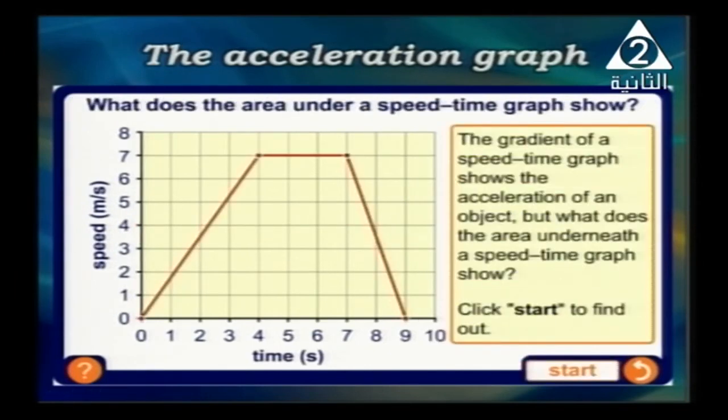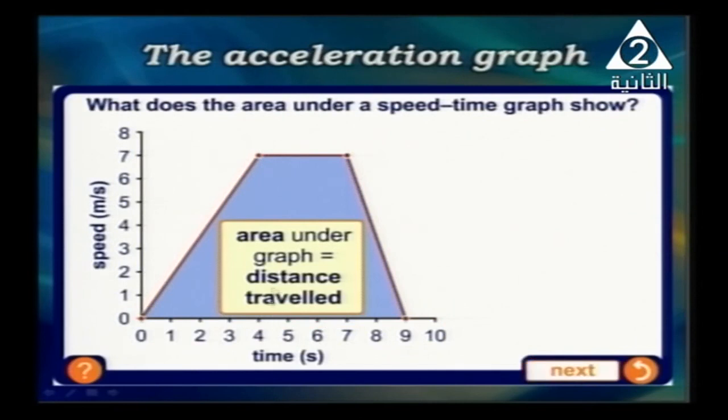After that, we have the acceleration graph. I need to calculate, or I need to know the graph of this part. So let's start. Here we have the gradient. In this box we have the gradient of a speed time graph shown as the acceleration of an object. But what does the area underneath this speed time graph show? So we have start to make this. This area under graph is the distance traveled. For example, this is for high level thinking about this. So we have this area under graph equal what? Equal distance traveled. So the distance here from what to what? From 0 to 9 seconds. No. It's from what? It's from 0 to 8 or from to 7.